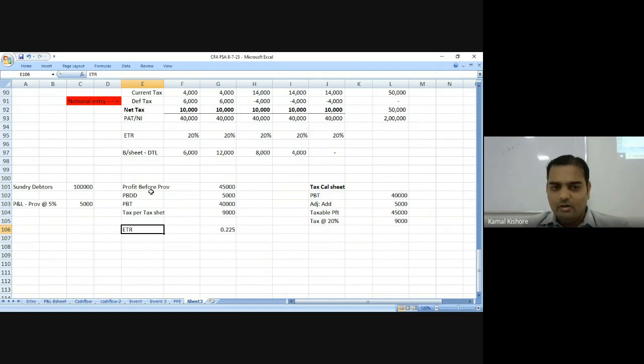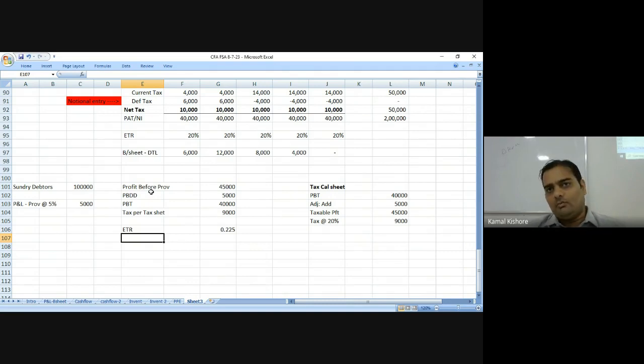Now in this case, tell me what should be the adjustment for deferred tax. 1,000 rupees, a deferred tax asset debit, then credit P&L. Why? You're paying more now so that you'll pay less in the future. So it is a deferred tax asset.